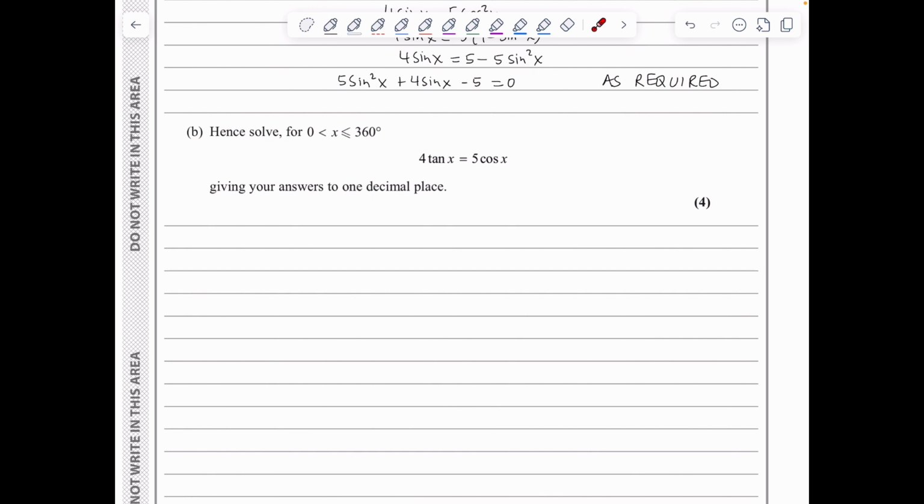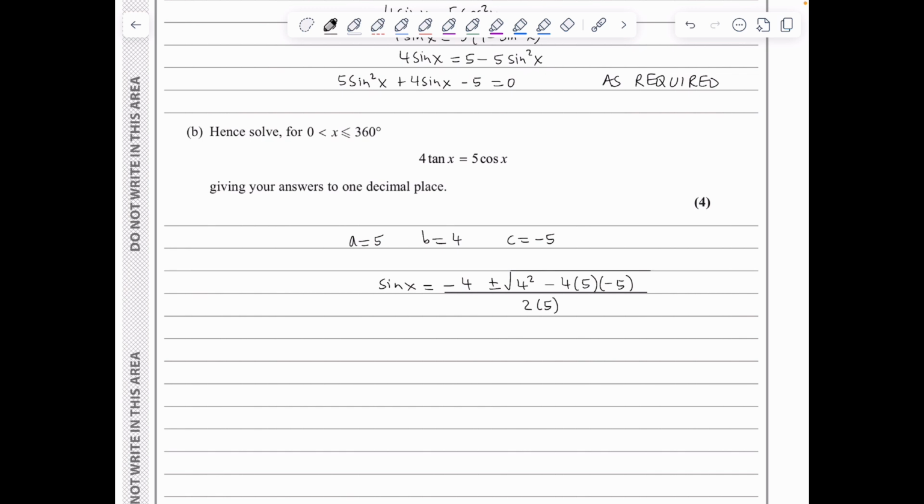In part B, we're asked to hence solve for x between 0 and 360 the given trigonometric equation, giving our answers to one decimal place. So we've got a quadratic, the coefficient of sine squared is 5, the coefficient of sine is 4, and the constant term is negative 5. So I'll be using the quadratic formula, so sine x is minus b plus minus the square root of b squared minus 4ac, and all of it divided by 2 times a, so 2 times 5.